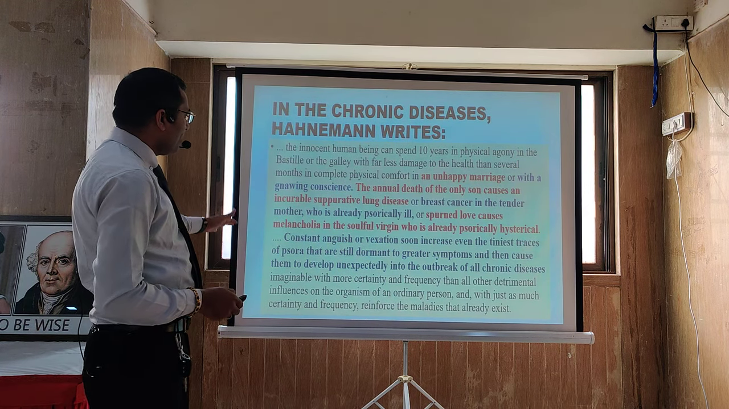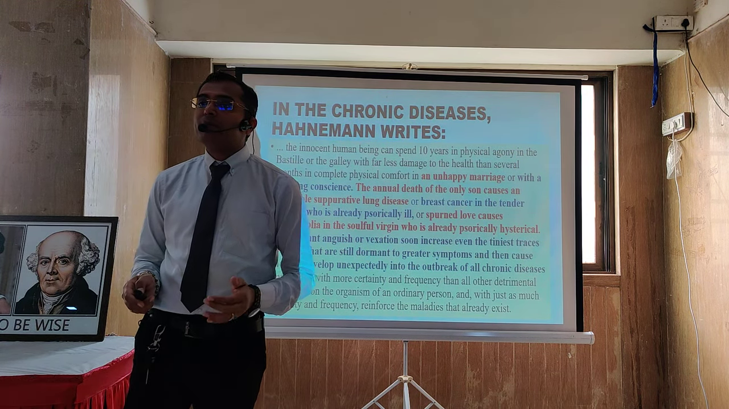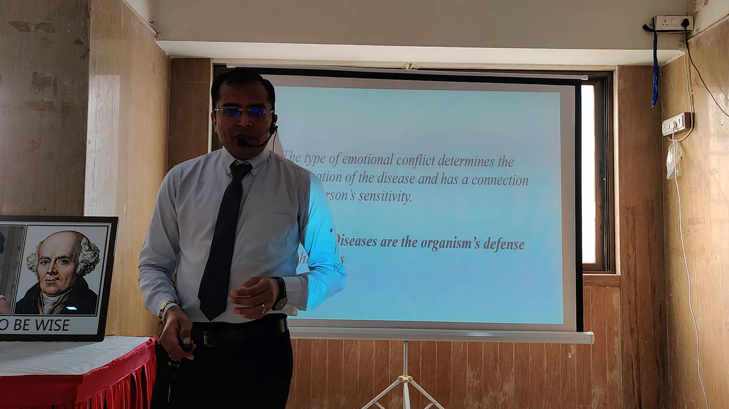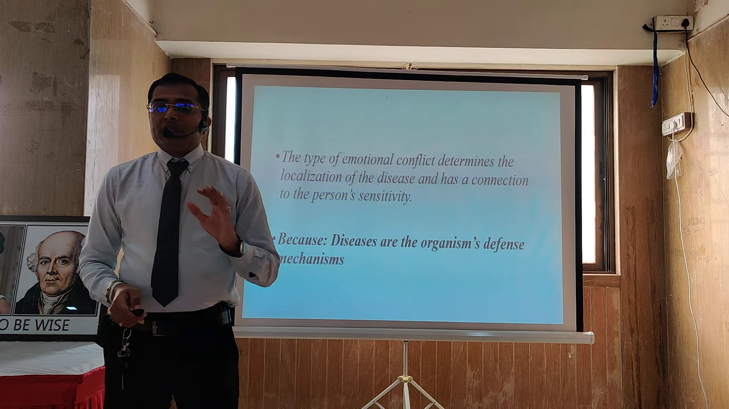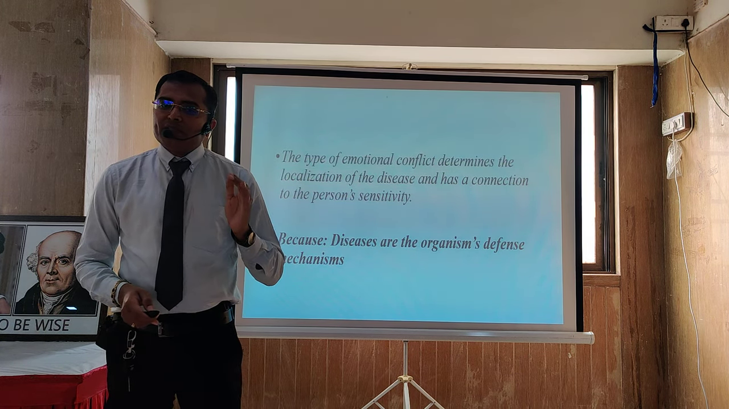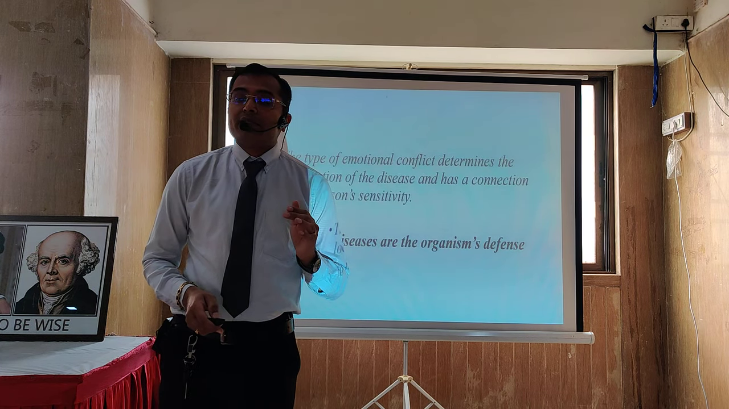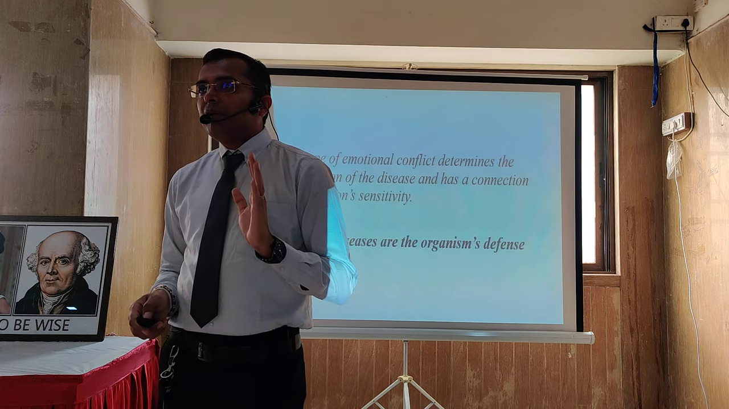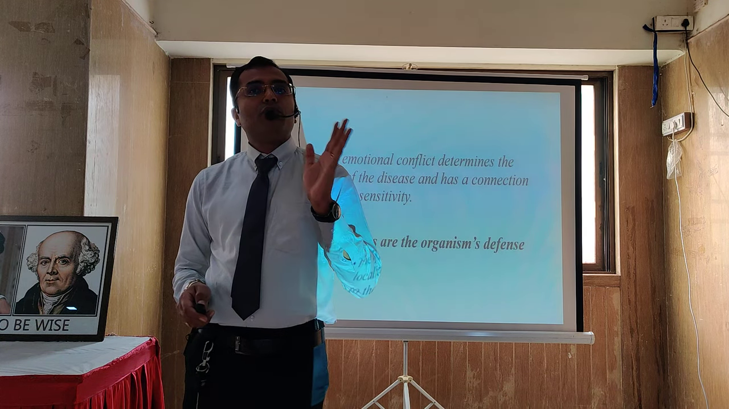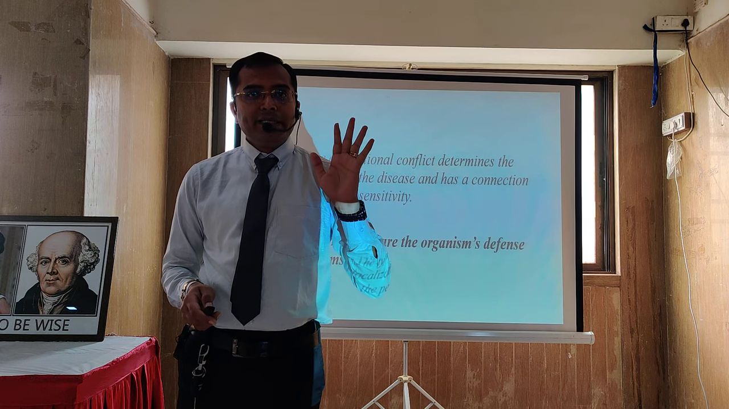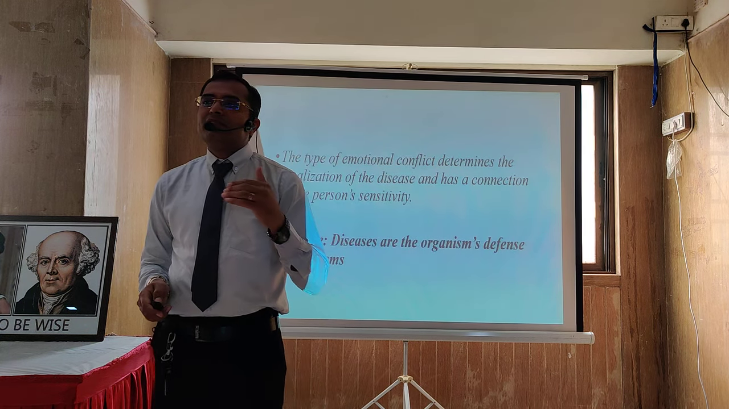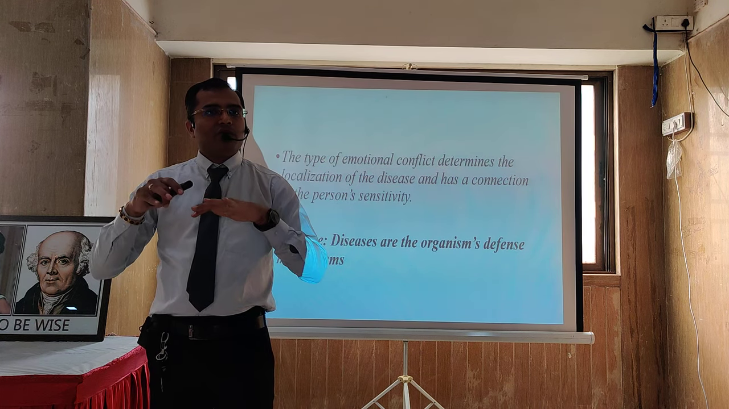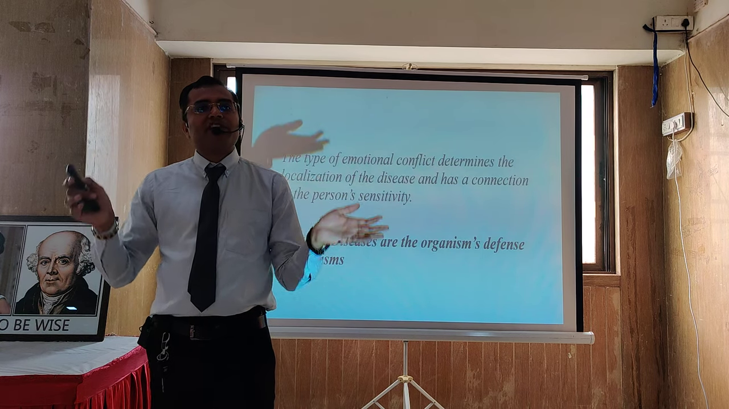Okay? So these are the epigenetic factors which can lead to the development of the pathological process at the level of the psyche. So the type of emotional conflict determines the localization of the disease, and it has a connection to the person's sensitivity. Unless and until the person is sensitive, the disease will not develop. If the person is not sensitive, disease would not develop. Clear? Easy? Okay? Because the disease is the organism's defense mechanism. I give an example: if I am feeling chilly, I need to cover up. So this is the defense mechanism.